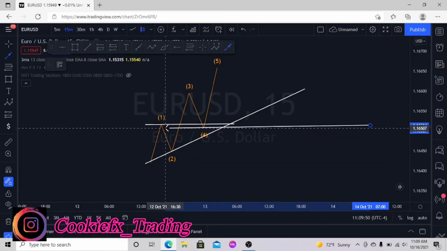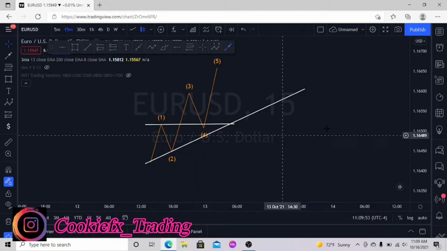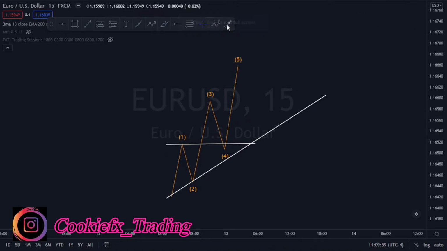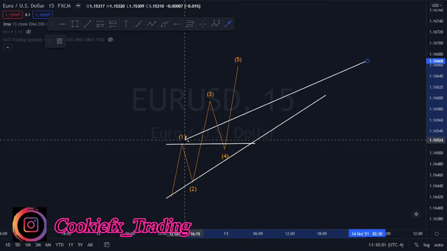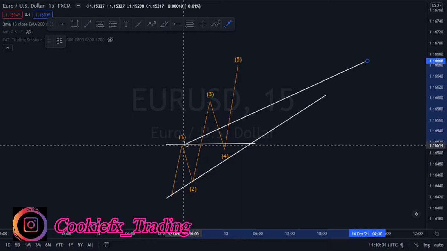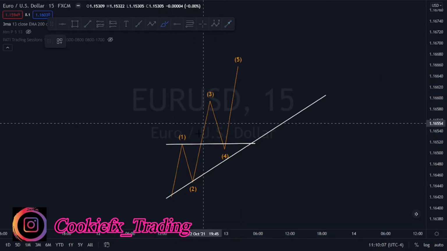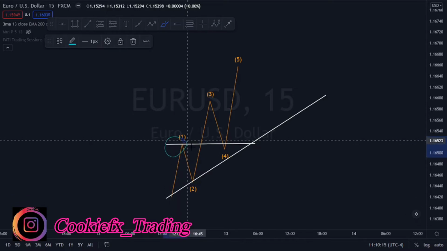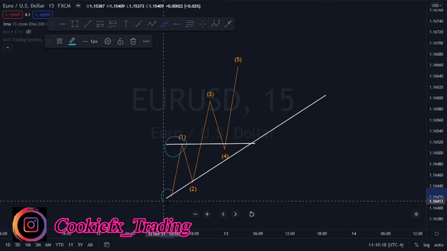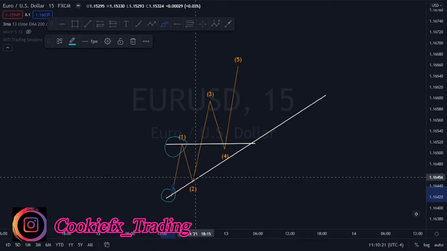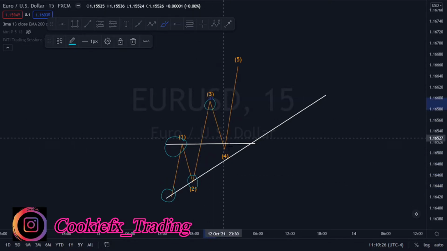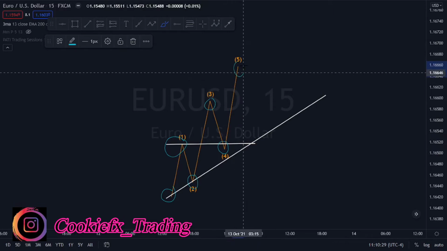From point 0 to point 1, that's the structure. Let me put this full screen so you guys can see. From point 0 to point 1, that's structure to the upside, when it's creating higher highs and higher lows, continuously making higher highs. Point 1 is a higher high, point 0 is a higher low, point 2 is a higher low as well, point 3 is a higher high, point 4 is a higher low, and point 5 is a higher high.